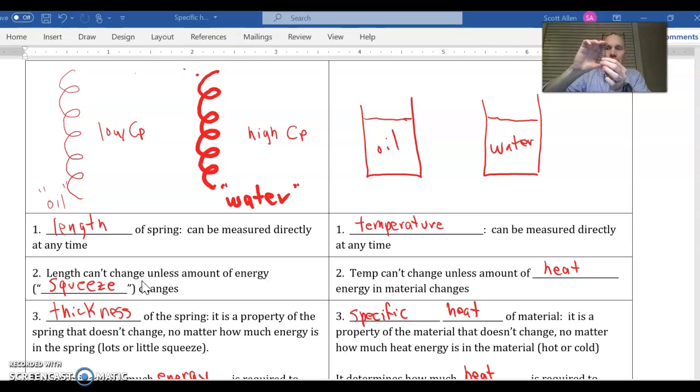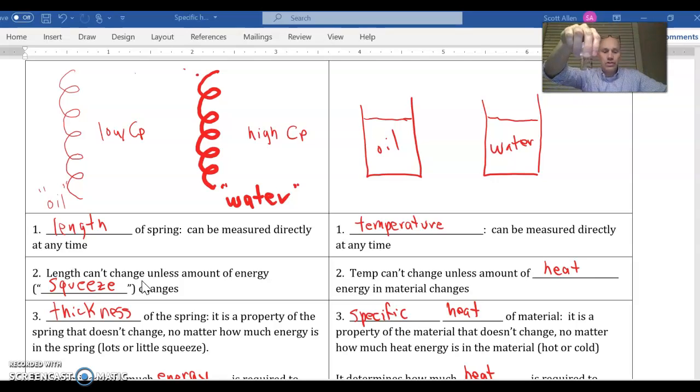If I put that same amount of energy into the other spring, notice that its length changes by a lot larger amount. The same amount of energy put into this spring causes a very large difference in its length, whereas if I put that same amount of energy into this one, it's a very small change in its length. Drawing that analogy to different liquids.